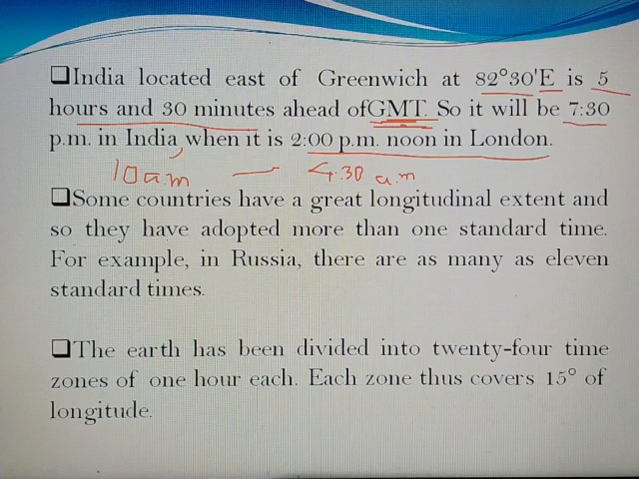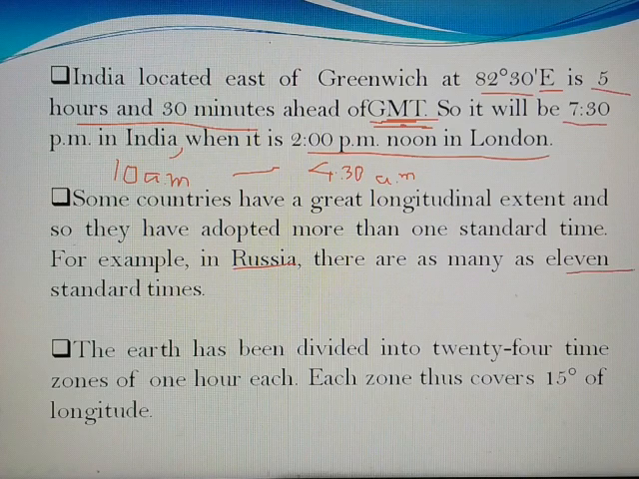Some countries have a great longitudinal extent and so have adopted more than one standard time. For example, in Russia there are as many as 11 standard times. A large country like Russia has more than one standard time. In India, we have only one standard time, but in Russia there are 11 standard times.